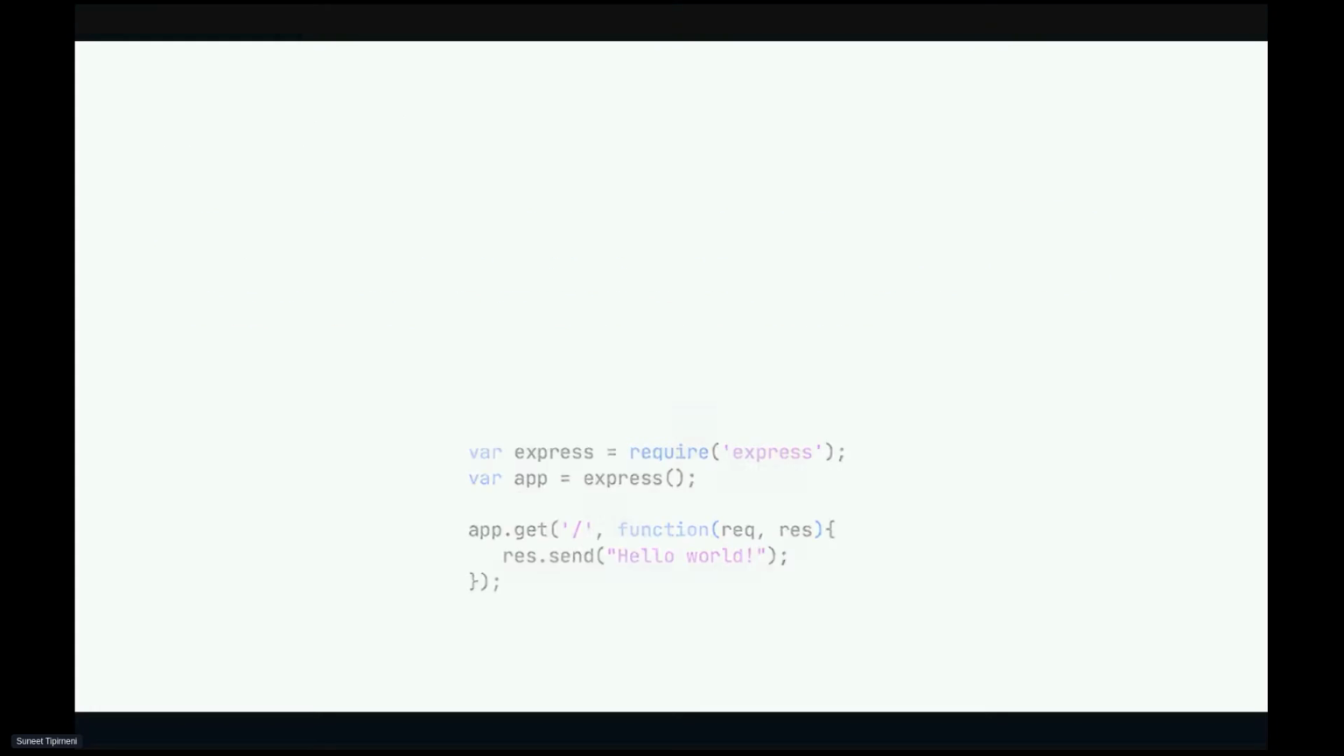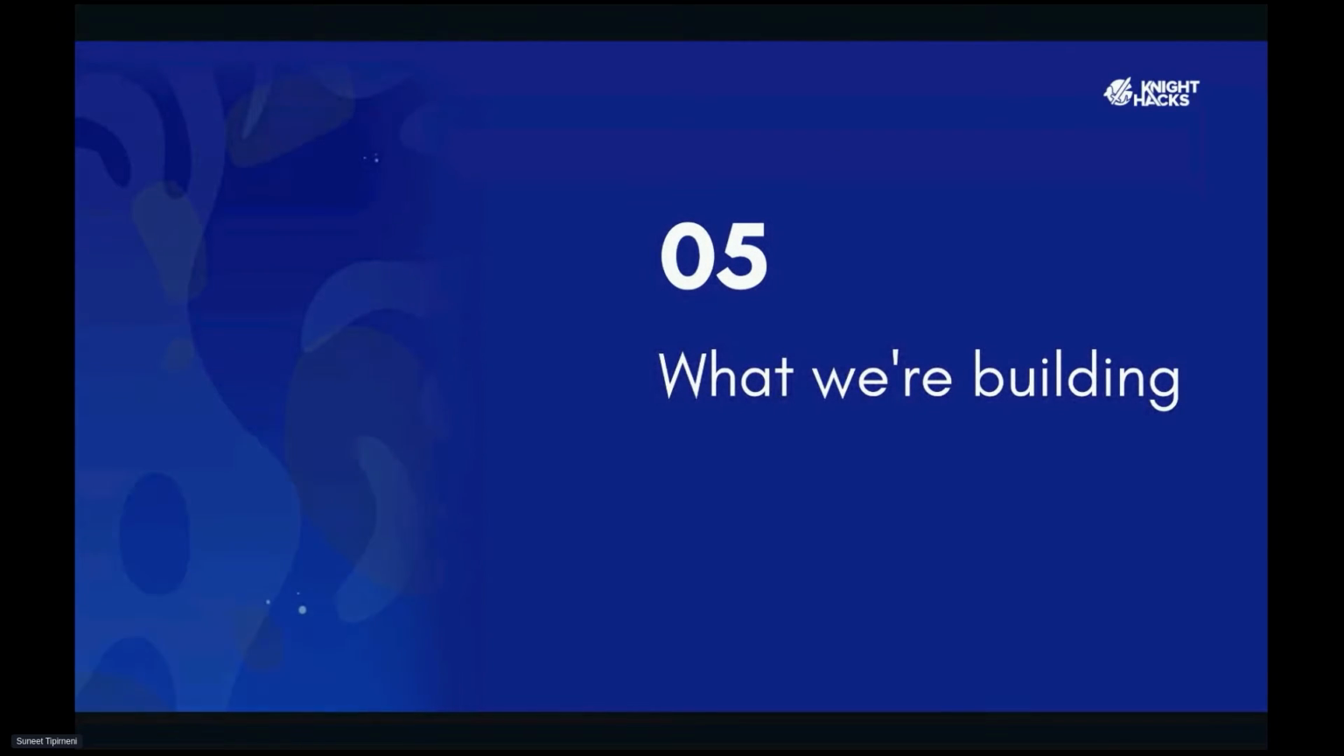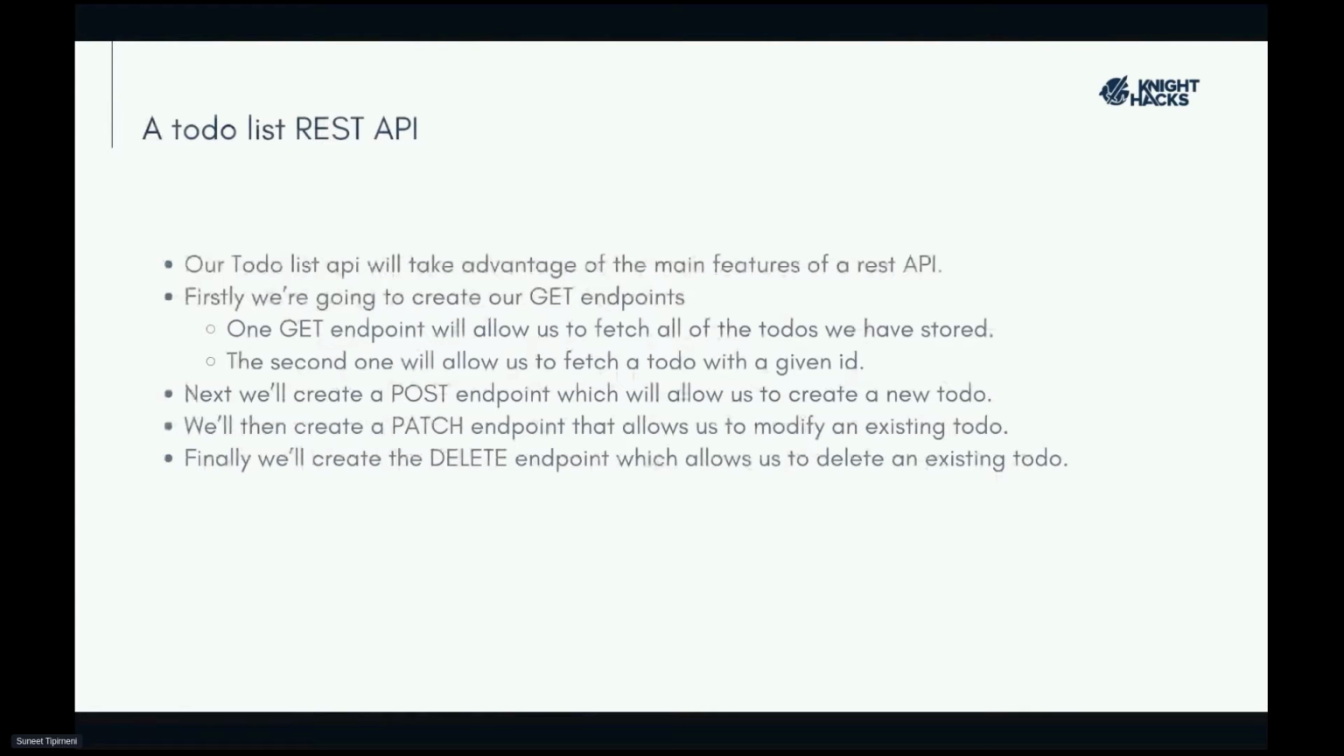Now I'm going to talk about what we're actually going to build. Our plan here is to create a to-do list in a REST API, essentially. So we're going to try to take advantage of all the stuff I previously talked about. I'm just going to go through some of the things we want to do in our to-do list app. First, we're going to create GET endpoints, and we're going to have two of them. One of the GET endpoints will allow us to get every single to-do we have and return a list of all of them at once. Then we're going to have another GET endpoint that allows us to fetch a specific to-do with an ID. So I'll pass an ID into my REST API, and then it'll give me that specific to-do back.